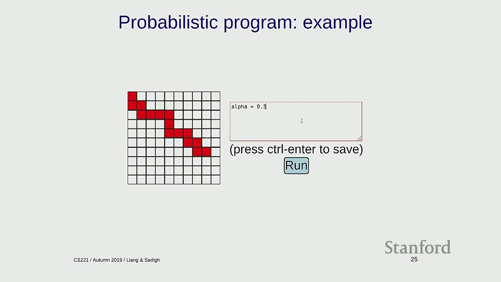So this is a way to visualize the distribution over x1 through xn, however many red squares there are. And if I change alpha, that gives me distributions which are either skewed to one side or the other side. So that's the distribution over programs. Oh, sorry, distribution over assignments.